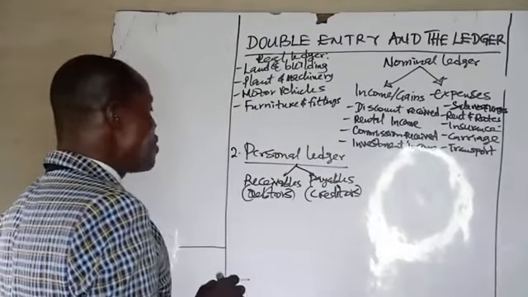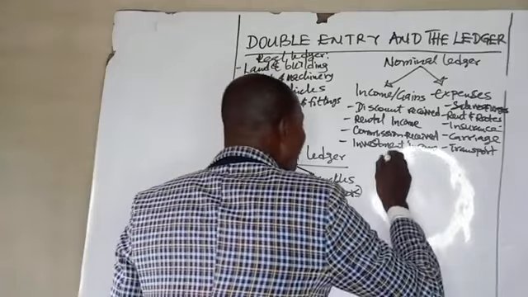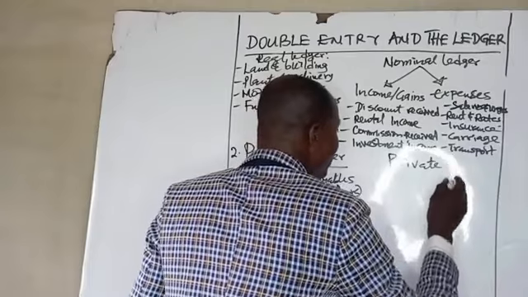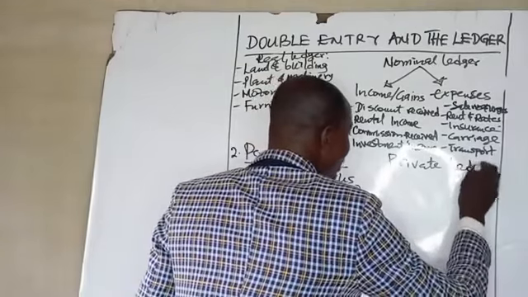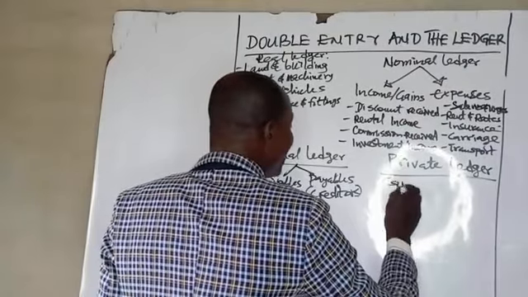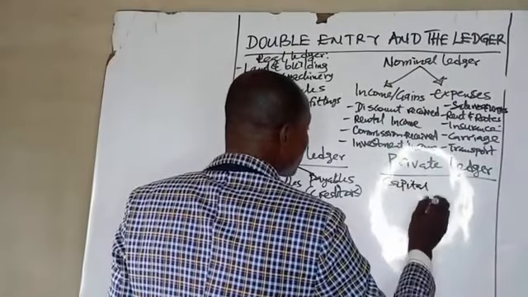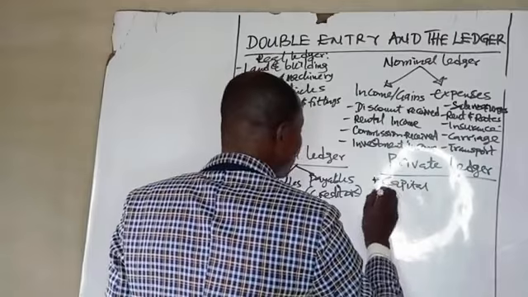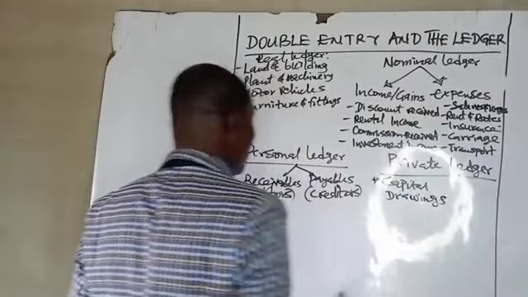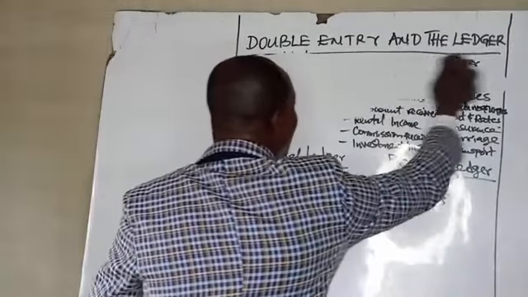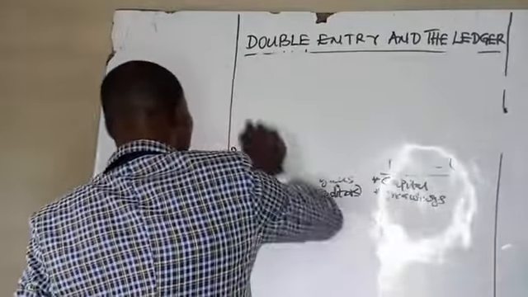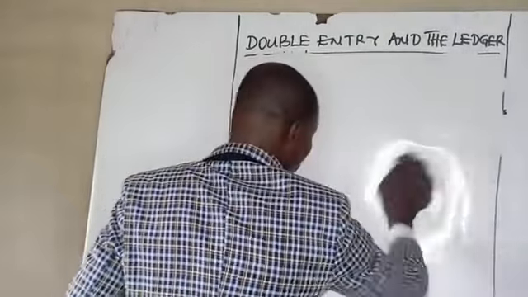So then we also have the private ledger. This type of ledger is used for recording the capital and drawings of the business. The fundamental principle of accounts is the principle of double entry.